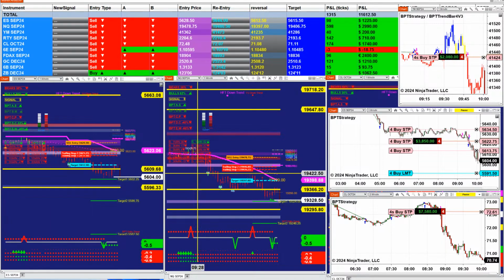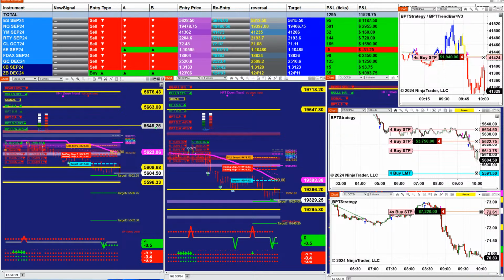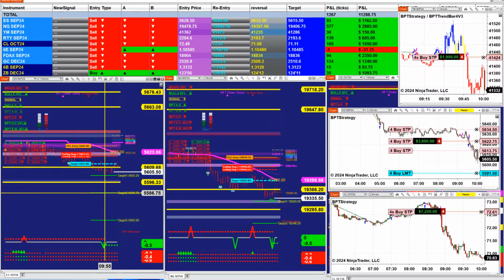Well, this is very good. It looked like it's coming to out of direction. So this is very good. We're going down. And then we have the target one, target two on the 5586 institutional number.